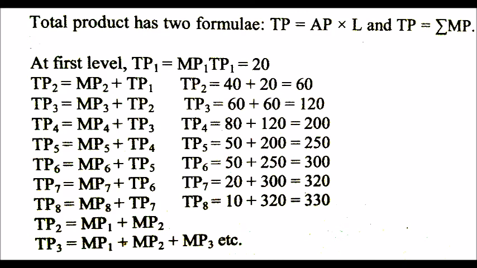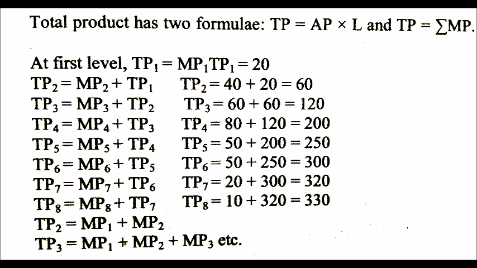So we calculate for TP2. TP2 is equal to MP2 plus TP1, which is 40 plus 20, giving you 60. Then TP3: MP3 is 60, then TP2 is 60. So 60 plus 60, you get 120. So it follows, TP4, the same thing. TP5, TP6, TP7, and TP8 are all on your screen, as you can see.